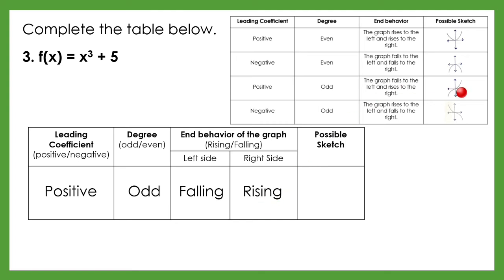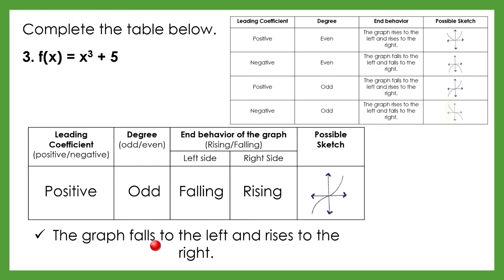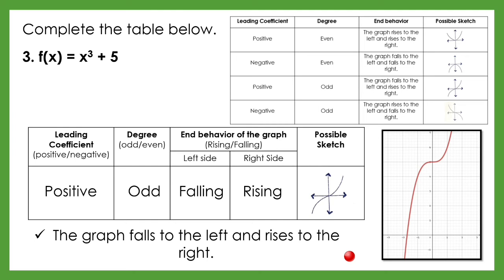So, ang right side natin is rising. Ang possible sketch natin, ganito. So, falling sa left and then rising sa right. What is the end behavior? The graph falls to the left and rises to the right. So, this is the actual graph of f of x equals x cubed plus 5. So, nagfo-fall siya dito sa left. Nagra-rise naman siya sa right.